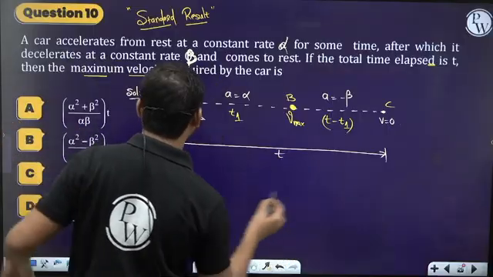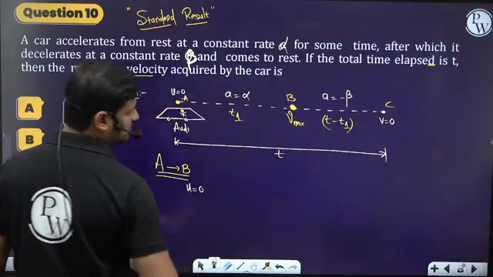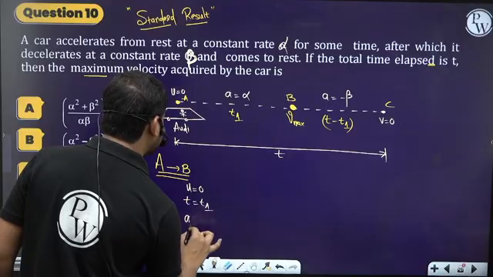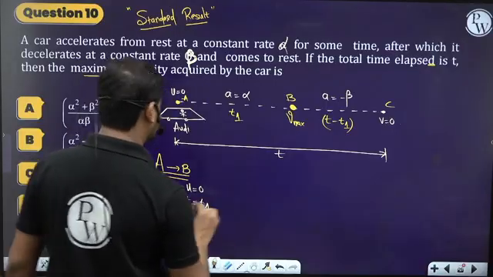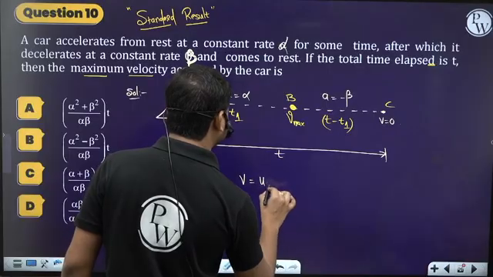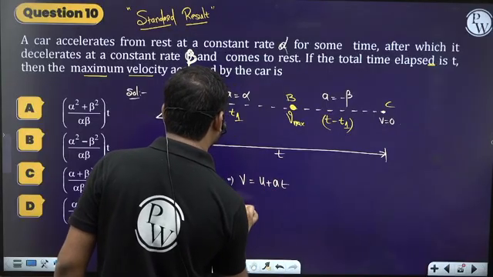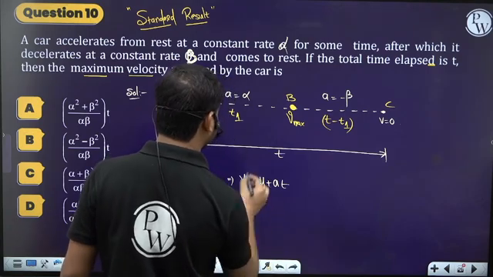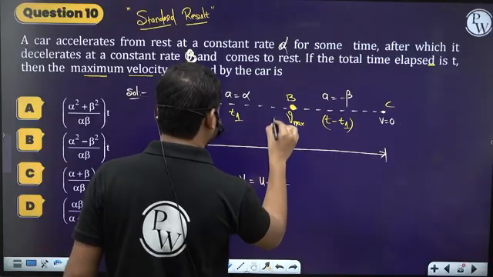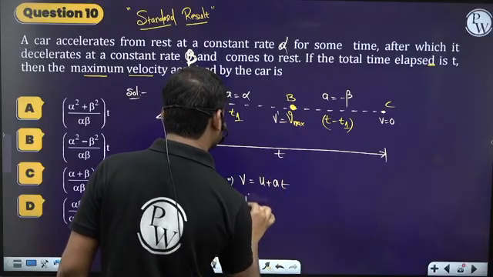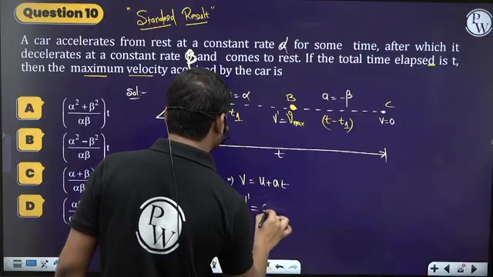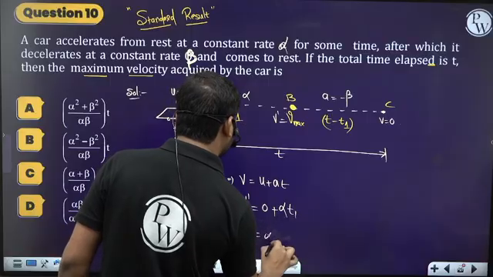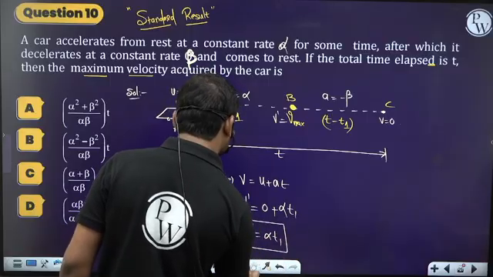So let's write the equations. The initial velocity is 0, and the time t is equal to t1. The acceleration a is equal to alpha. Right? So I am using the equation v is equal to u plus at. So from here the v, let it be the v max at that point, or else let's consider this as some v dash. So that v dash is equal to v max. So v dash is equal to initial velocity 0 plus acceleration alpha t1. So v dash is equal to alpha t1. This is the same as the previous one.